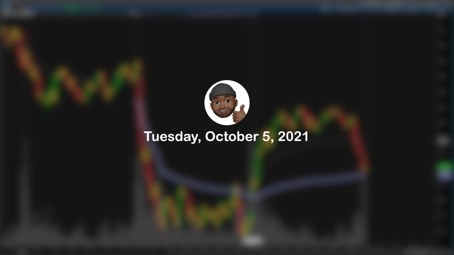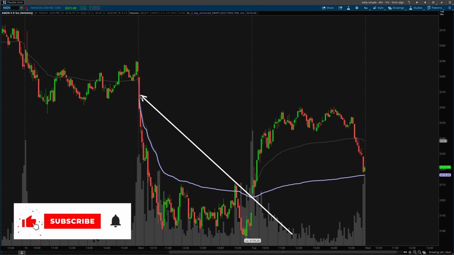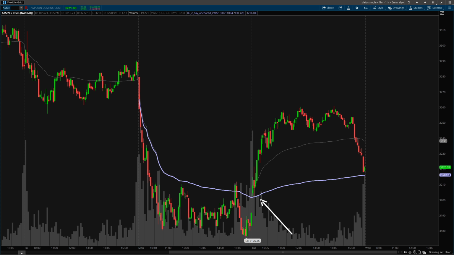Today is Tuesday, October 5th, 2021, and the market is closed. Jumping right into things, based on the title, you already know that we're going to be talking about the Anchored VWAP, more importantly, the 2-day Anchored VWAP in today's video, which is this magical line right here. Now, I say it's magical because most people don't use it. Most people are not even aware of it.